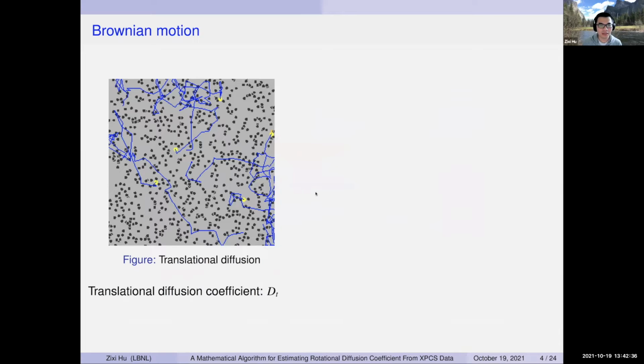As we saw in the previous slide, the particles would translate and rotate around. A very fundamental process governing these movements is Brownian motion. Let's say in a dilute suspension at thermal equilibrium, due to random collisions from the solvent particles, the trajectories of the particles turn out to be zigzag. Here's an illustration. The blue lines indicate trajectories of a few particles. We use a scalar parameter, the translational diffusion coefficient Dt, to quantify this process. More specifically, the mean squared displacement is proportional to the translational diffusion coefficient.